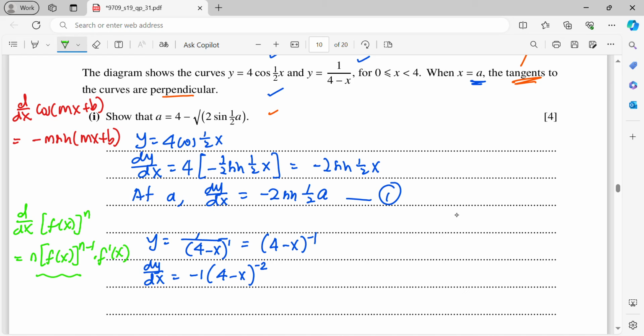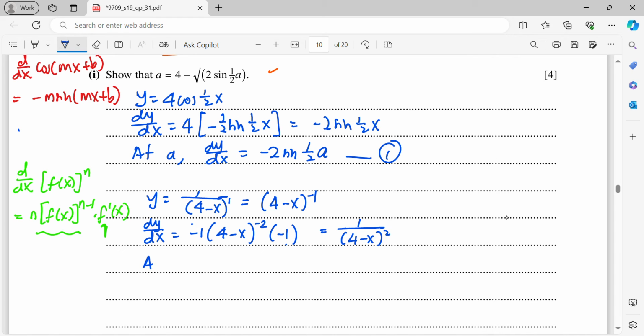That is the first part. And don't forget to differentiate the f(x). So when I differentiate 4 minus x, that is minus 1. Okay, and now here we write. So the minus and minus 1 becomes positive 1, and because of the negative degree, I will move down the whole term. That is (4 minus x) squared outside. And then same case as just now, when x equals a. Okay, I need to find out what is the gradient of tangent. So this is going to be 1 over (4 minus a) squared.